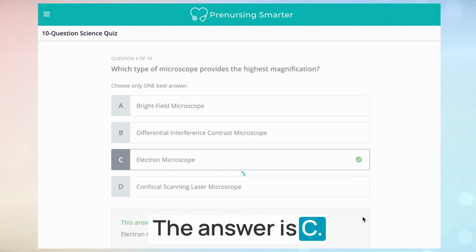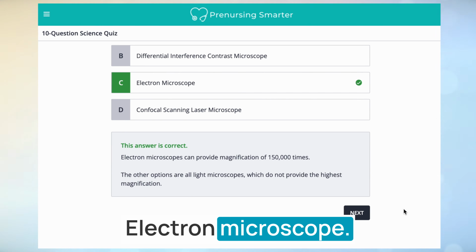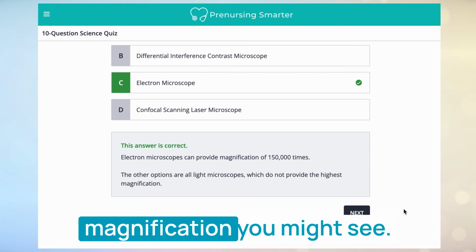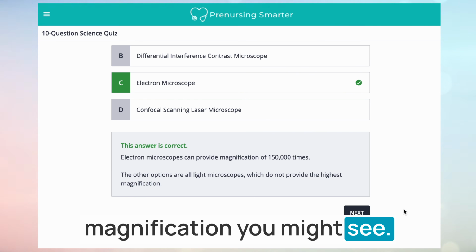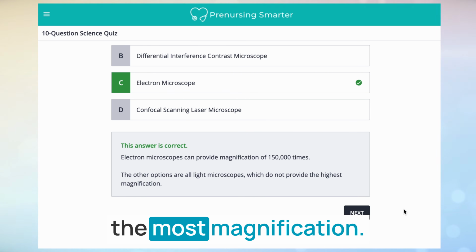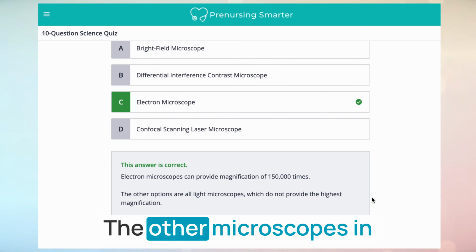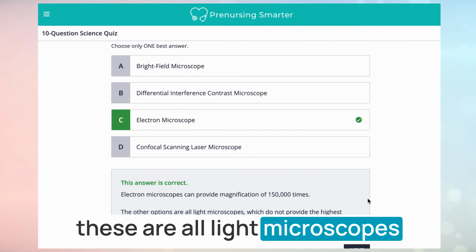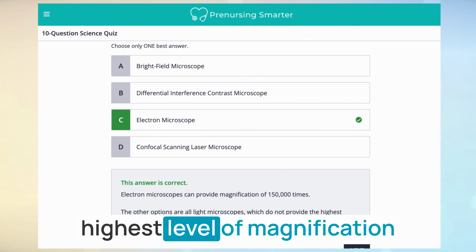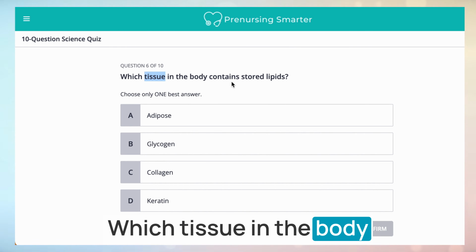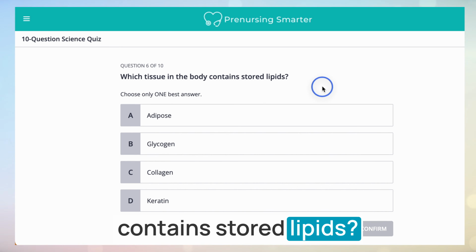The answer is C. Electron microscope. The electron microscope, remember for the TEAS, is the highest amount of magnification. You might see so many different types of microscopes, but electron microscope has the most magnification. The other microscopes in here, bright field, differential, these are all light microscopes that do not provide the highest level of magnification. Question 6. Which tissue in the body contains stored lipids?